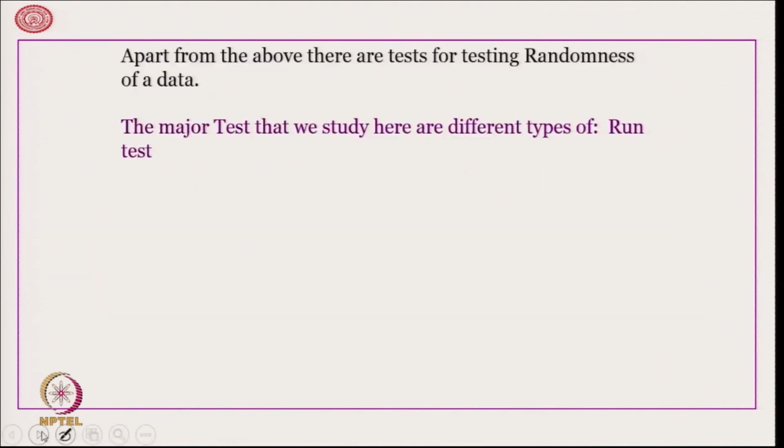Apart from the above, there are also tests for testing randomness of data. That means, for the sample that we have taken, whether it was actually collected randomly or not is necessary to judge before putting it through some inference mechanism. Therefore, we need to first check if the data is actually random, and there are several run tests that allow us to see the randomness of given data.